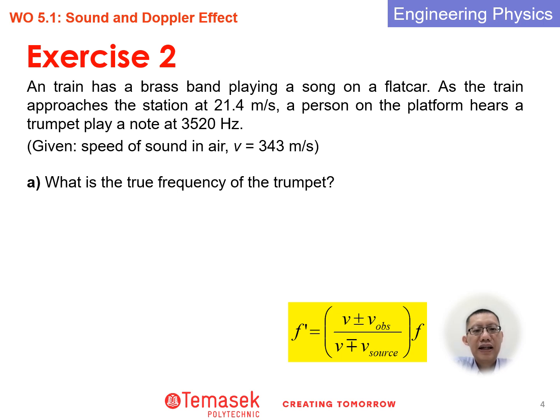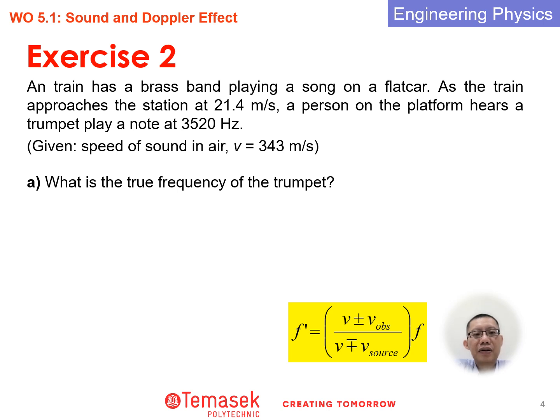Now, let's analyze another real-world example involving a moving train. Here's the problem. A train approaches a station at 21.4 meters per second, and the person on the platform hears a trumpet at 3,520 Hz. Given that the speed of sound is 343 meters per second, what is the true original source frequency of the trumpet?